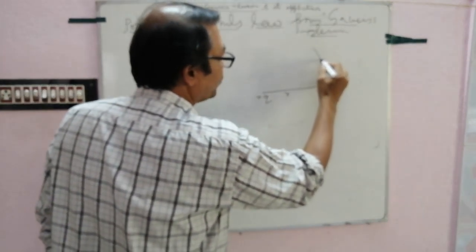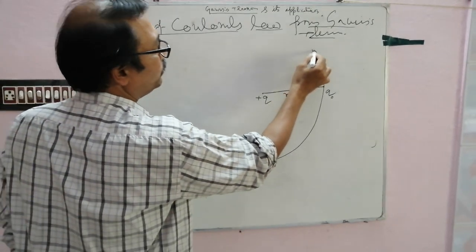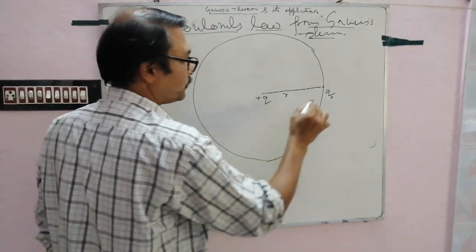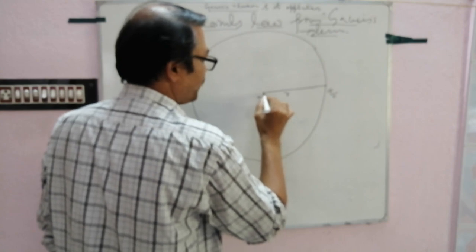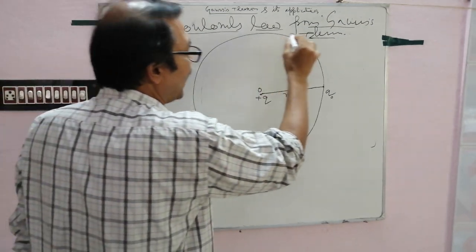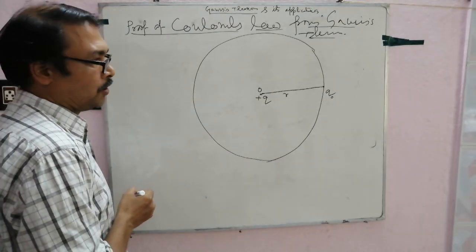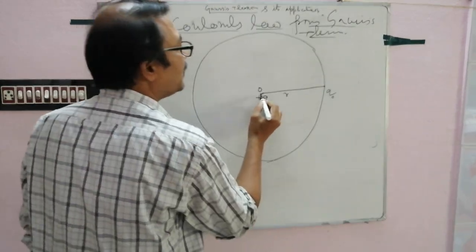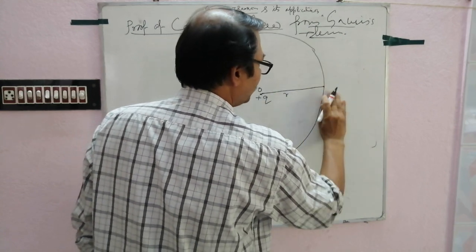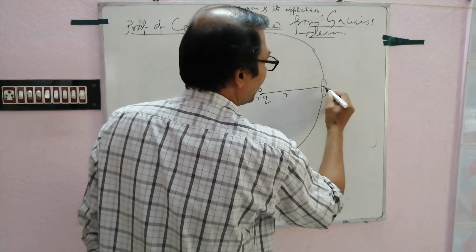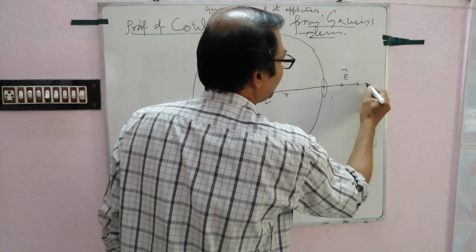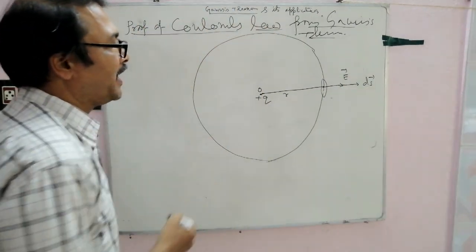We draw a sphere around Q, taking O as the center and radius r. This is the Gaussian surface. Here this is a small area. The direction of E, and also this is the direction of ds because it is a spherical surface.